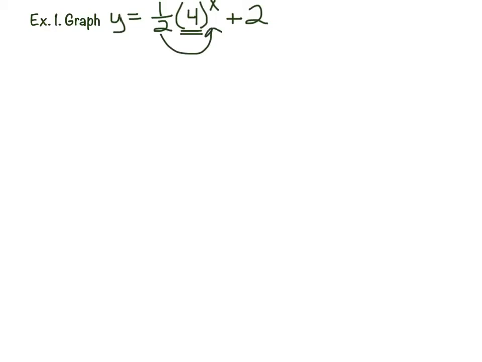Now let me do a couple of examples for you. The first one we're going to do is graph y equals 1/2, and then in parentheses 4 raised to the x plus 2. We'll always have our b value in parentheses if there is an a, so keep that in mind. We can't halve that 4 and make it 2 to the x because the 1/2 is not being raised to the x power. So we're going to say, okay, it's positive, so it's not reflected over the x-axis. Our a value is 1/2. That's less than 1, so this is going to be a vertical compression by a factor of 1/2.